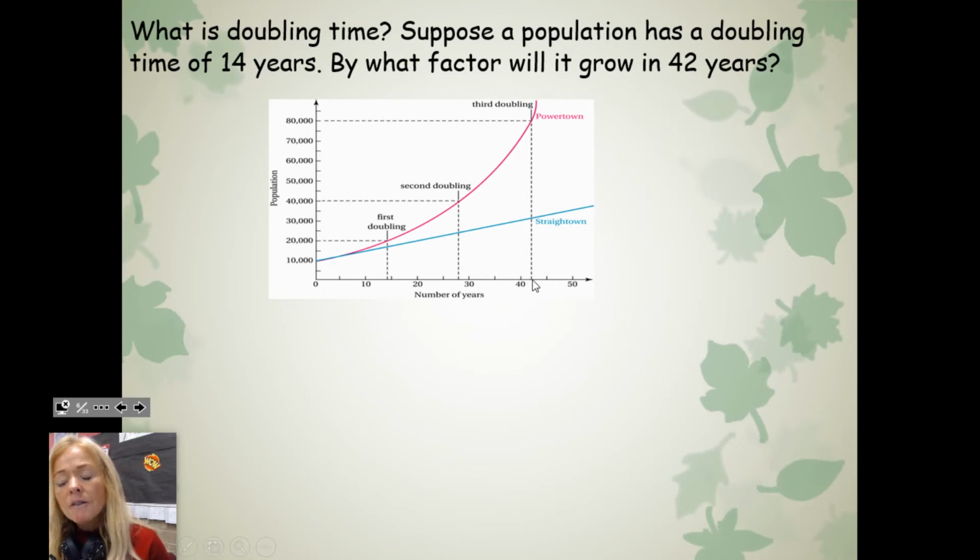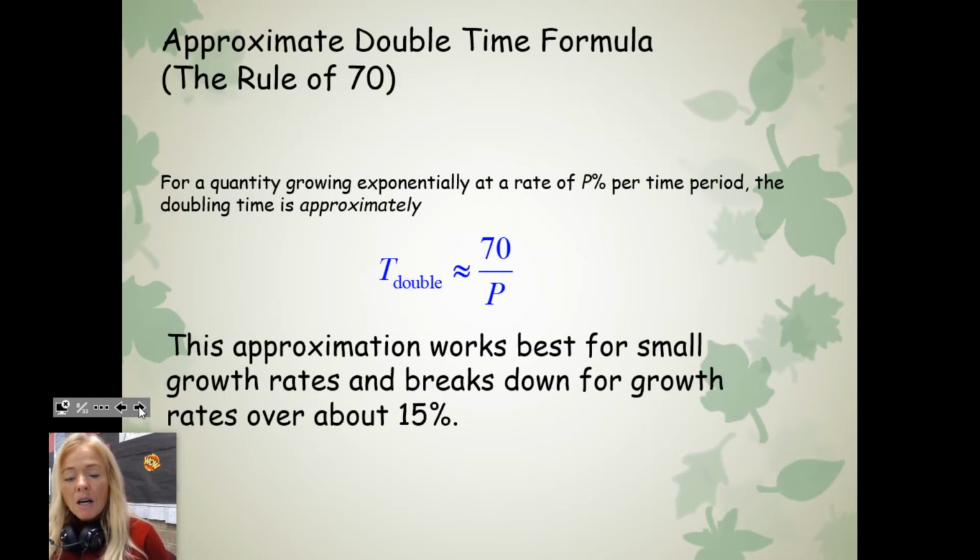And then here we have another 14 years has passed, so a third doubling would happen, which is 2 to the third power. And there you have 8 times your initial population of 80,000. So pretty cool.